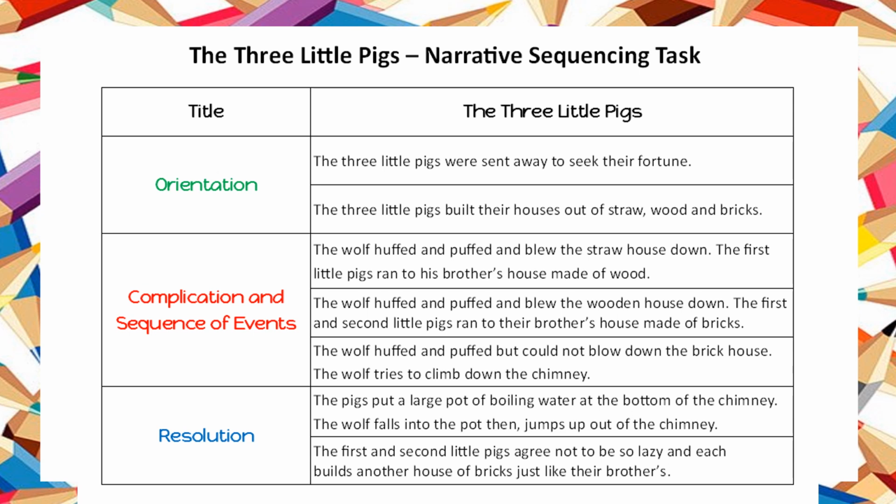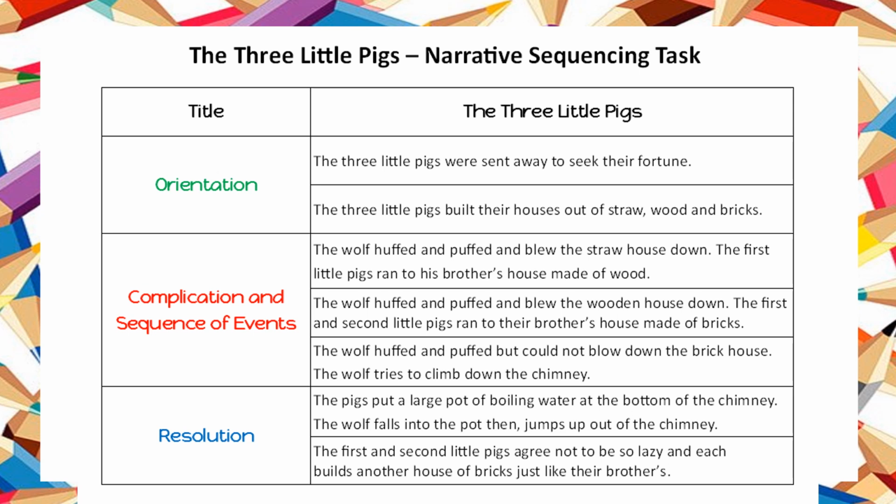Then you have your complication and your series of events. So first, the wolf huffed and puffed and he blew the straw house down, and then the first little pig ran to the house made of wood. Then the wolf huffed and puffed and blew down the house of wood. The first and the second little pig ran to their brother's house made of bricks. The wolf tried to huff and puff, but he couldn't blow down the house of bricks, and then he tries to come down the chimney because he really wants to eat those pigs.